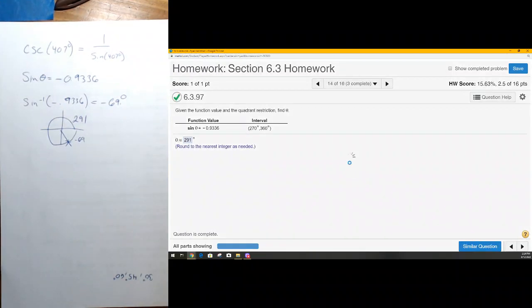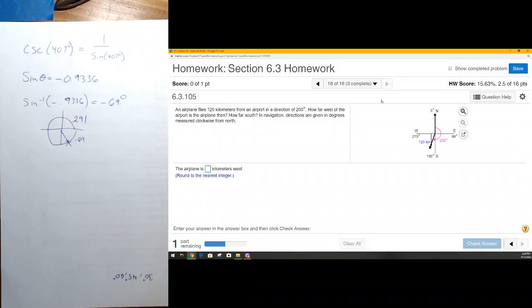Okay. Last one. Let's look at navigational bearings. I'm giving you one question like this. Here I have a plane. It starts at an airport and flies in a direction of 200 degrees from true north. If you take the axes that we were using before and flip them across the y equals x line, then your navigational bearings become your regular trigonometric bearings when we use them on the circle.